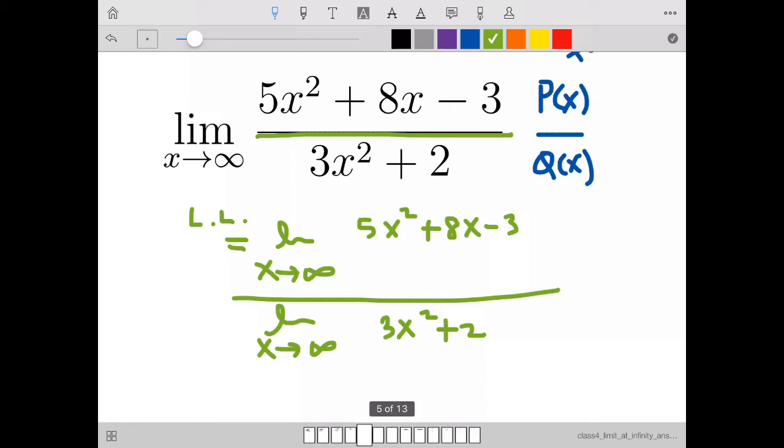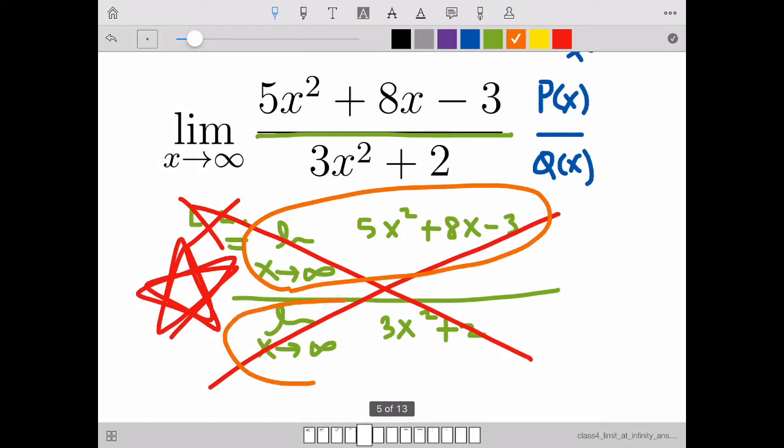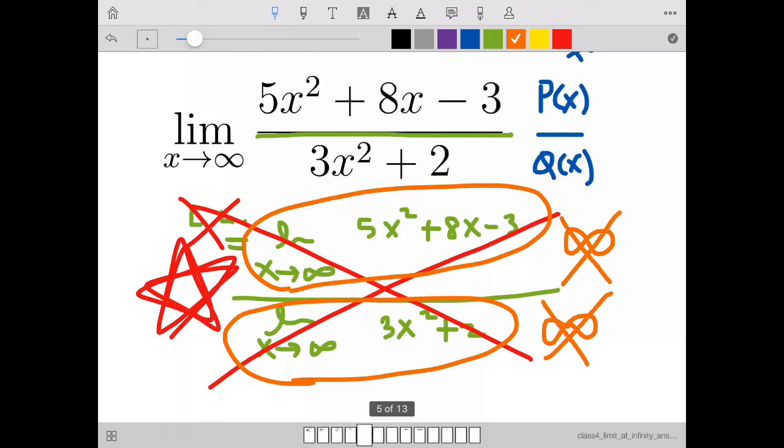Now if you do this on the exam, that's very wrong. Okay, that's wrong. Why is that wrong? We cannot apply limit law like this. Why not? That's very important, right? Because the limit of each is infinity. Infinity is not a definite number, so you cannot use limit of quotient is quotient of the limits in this case. This is very wrong, right? Wrong, wrong, wrong.